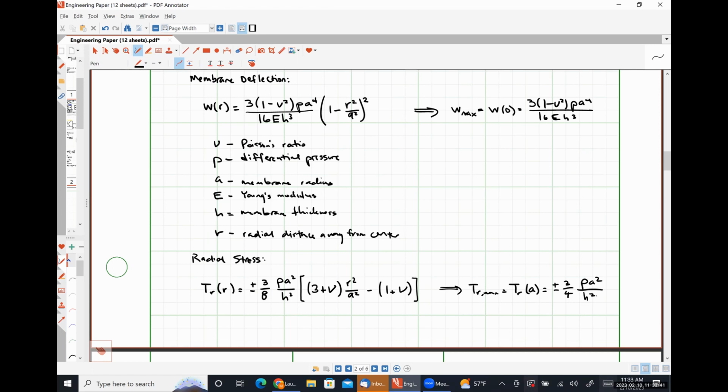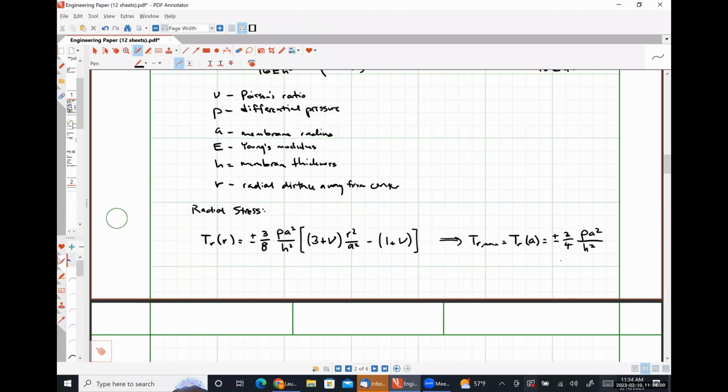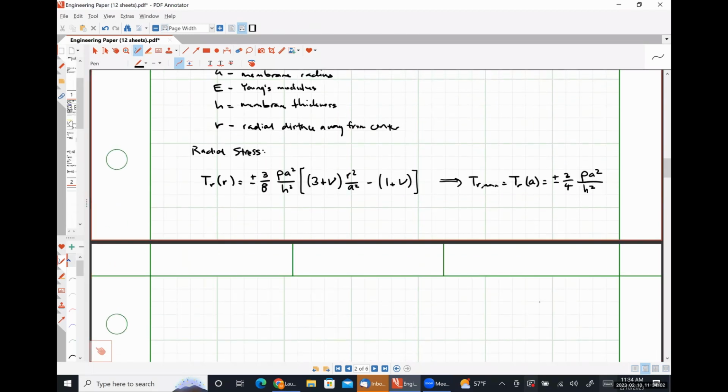And just for your inquiring minds, the positive is for tensile and the negative is for compressive stress. So effectively, on the top surface, you'll wind up having a plus sign here, and the bottom surface will wind up having a negative sign, assuming deflection is up. We can do a similar treatment for the transverse stress.